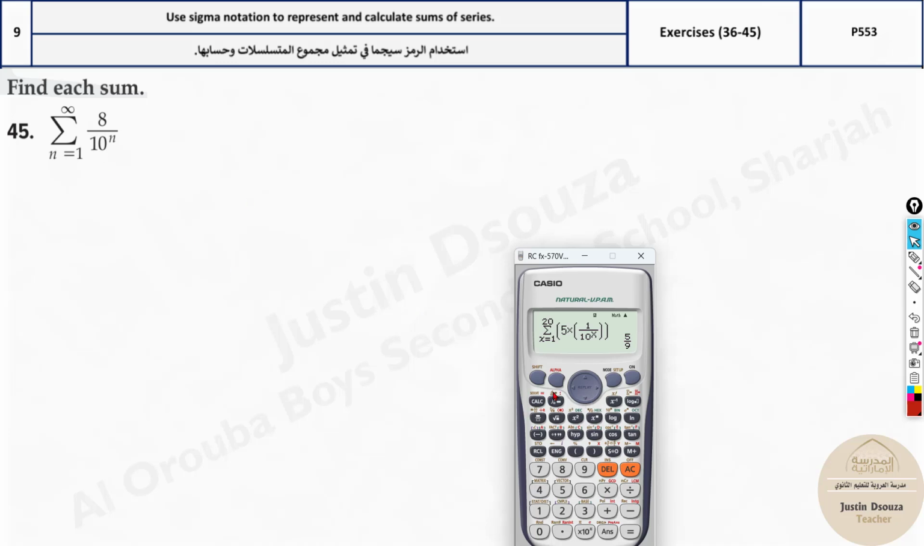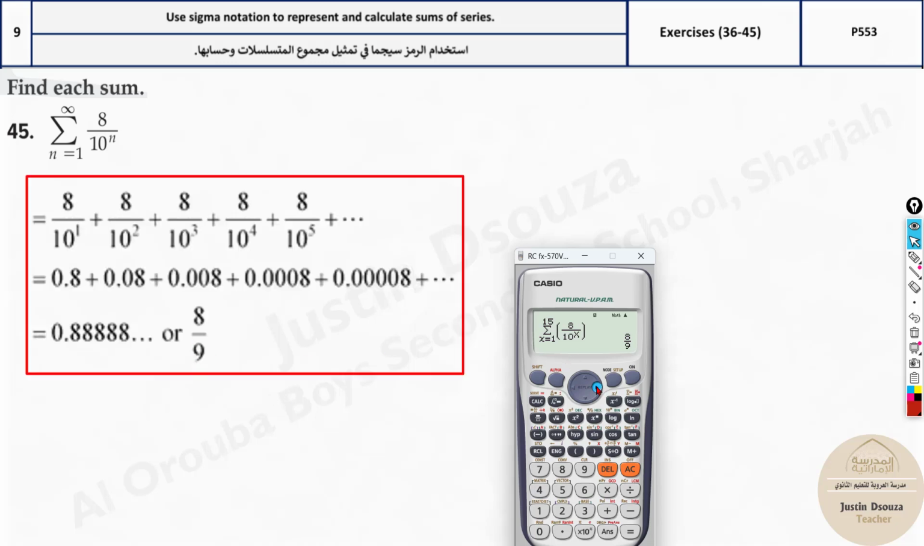Even over here, it's the same thing. Shift and the log symbol. Type the equation by fraction. 8 divided by 10 to the power x. And it starts at 1 over here, and it ends at infinity, so I will just start with 15. It's 8 by 9, so the final answer is 8 by 9. You can try even bigger numbers, but don't go huge. So I'll try 25, you might get the answer. For 50, it may be a math error or something.